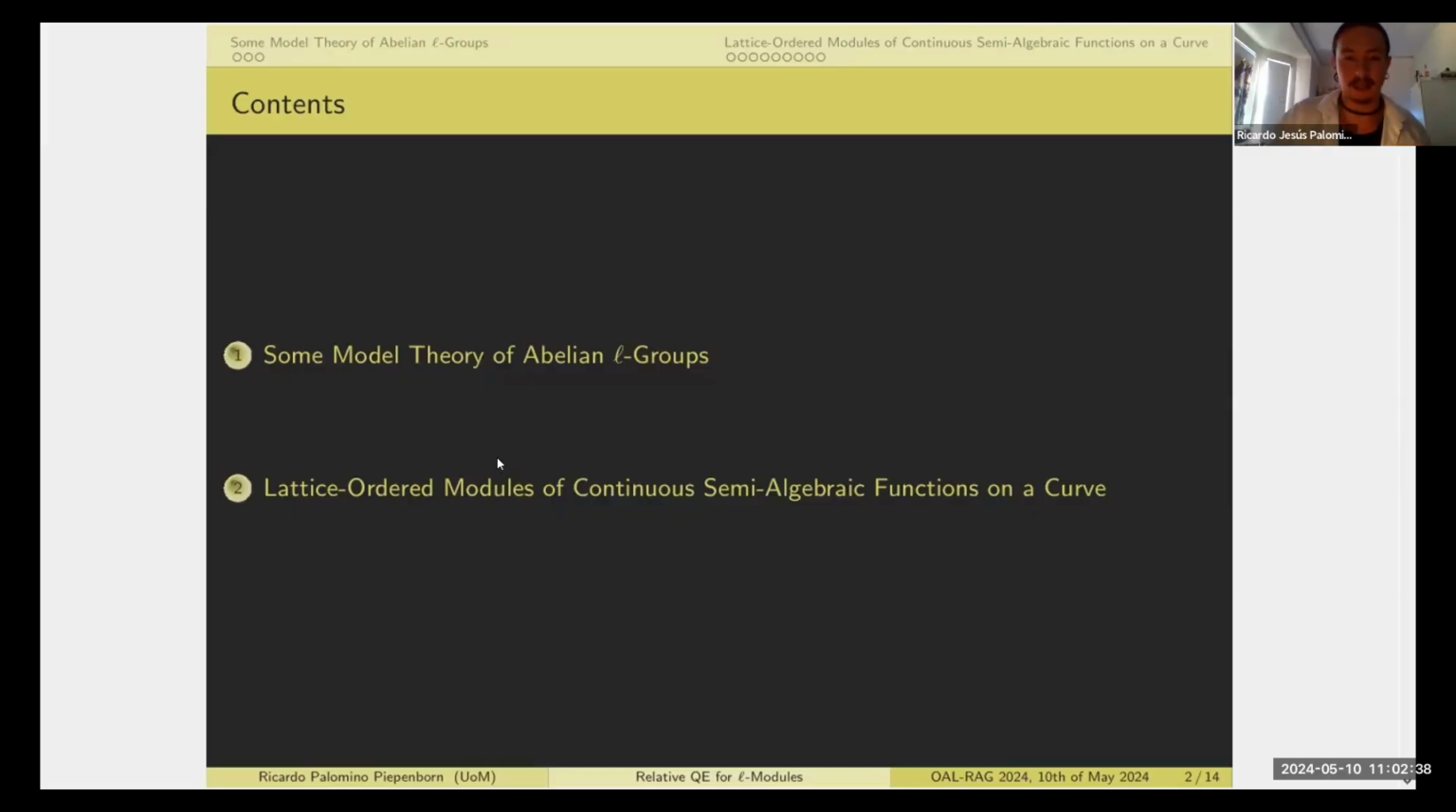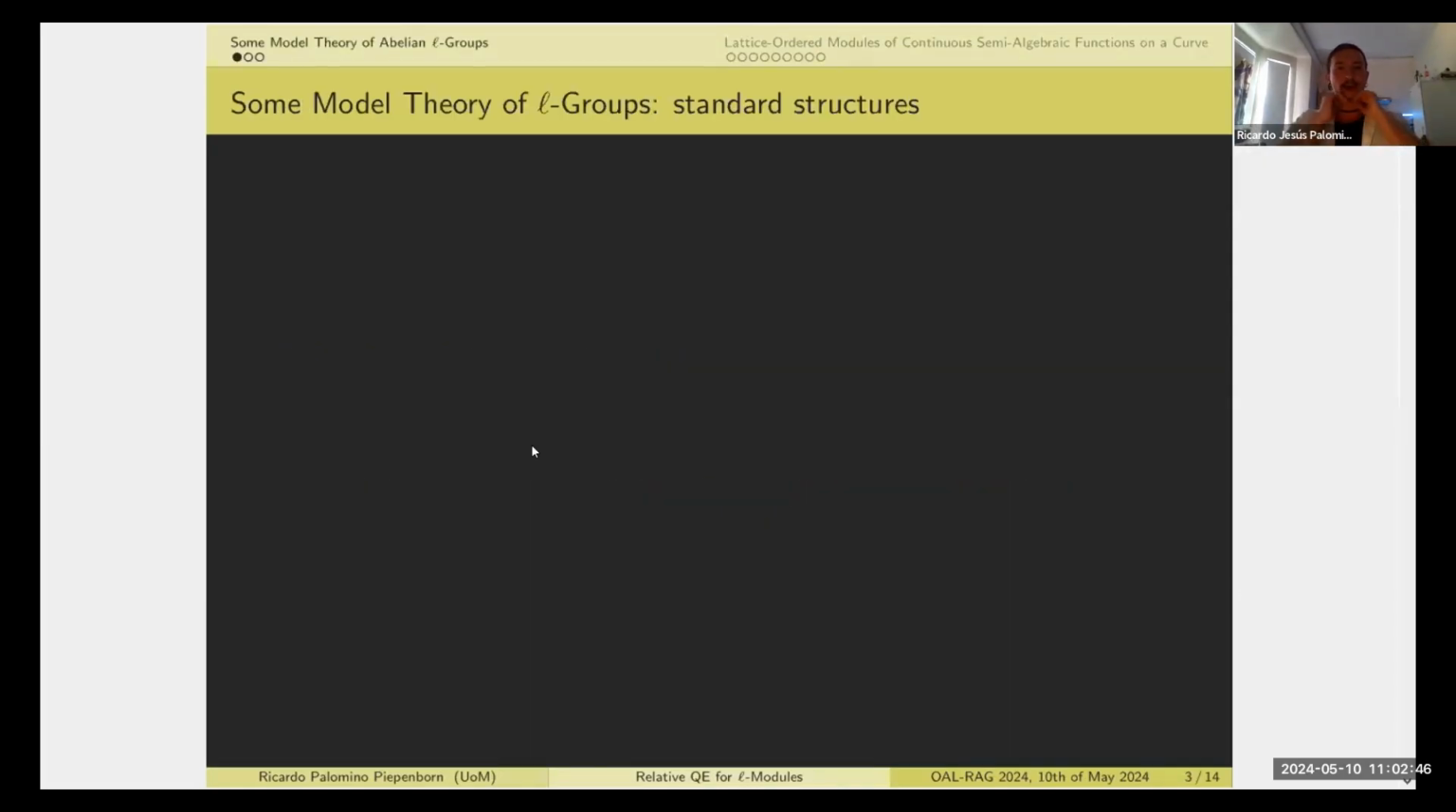So please stop me whenever there's any question or if there's any problem with the internet connection. So without further ado, let's get started. I know that there are experts in model theory in the audience as well as non-experts. So whenever there is going to be any technical model theoretic statement, I will also try to give a more intuitive understanding of it, just in plain English.